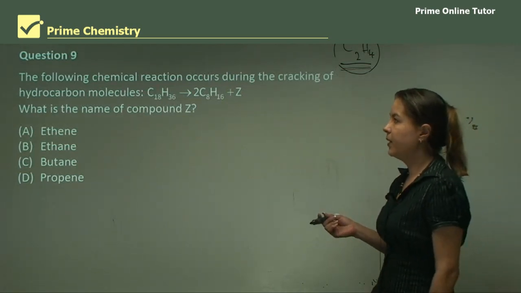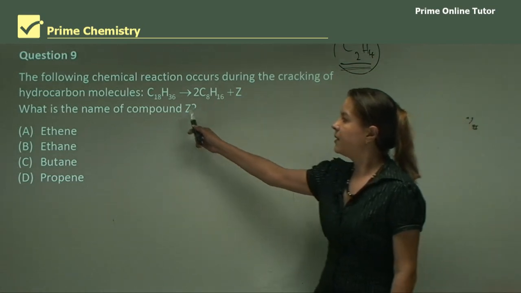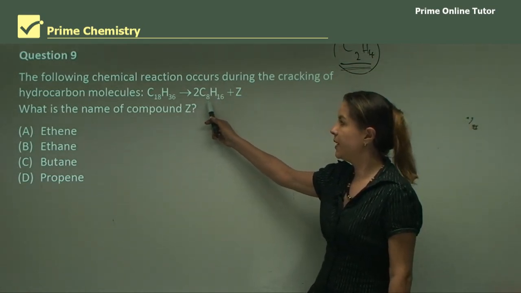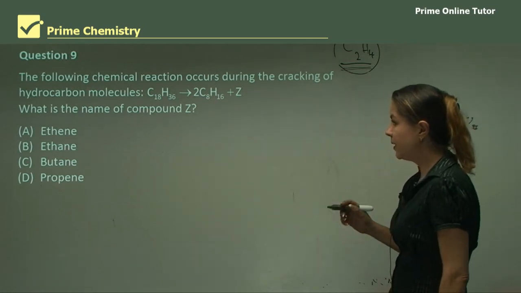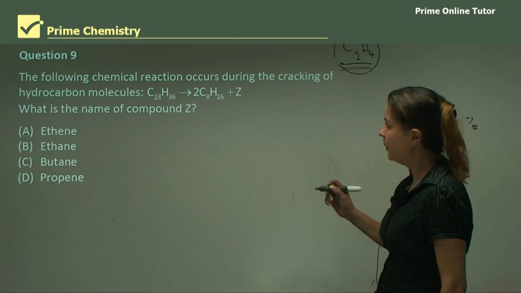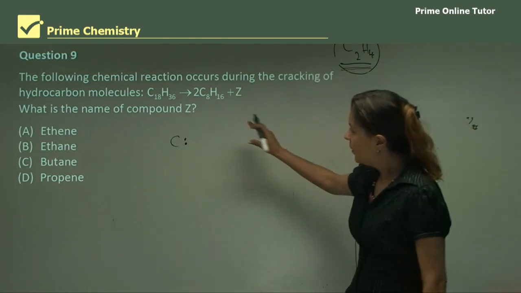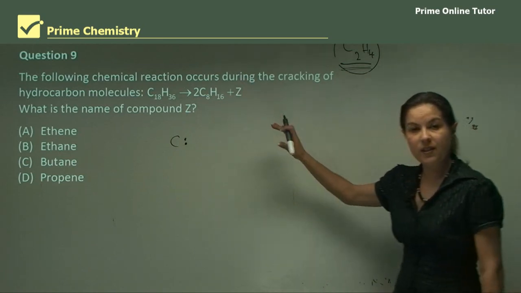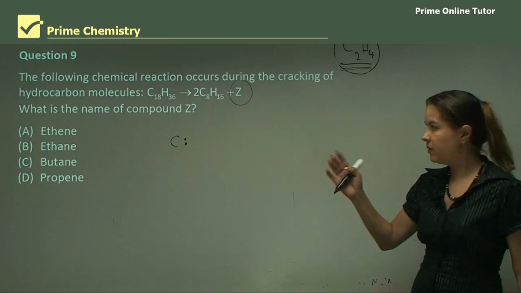Question 9. The following chemical reaction occurs during the cracking of hydrocarbon molecules. C18 going to 2C8s plus Z. What is the name of Z? Well, I touched on this a bit earlier, so let's go through it. We start with C18. So when you see a question like this and you have a Z and you have to figure out what is this compound, what you do, think about conservation of energy.